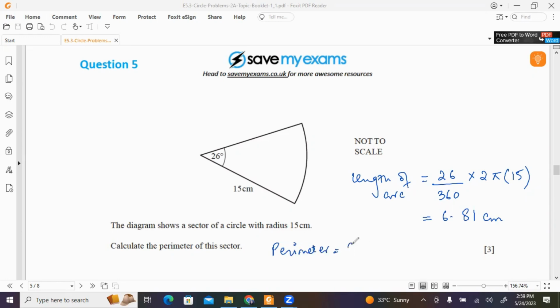I'm going to add 6.81, the length of the arc, to the radius. And the reason why we're using 2 times 15 is because perimeter is the entire boundary of the sector. This is 15, this is 15, and this is the arc. So that means the answer is 36.81 centimeters.